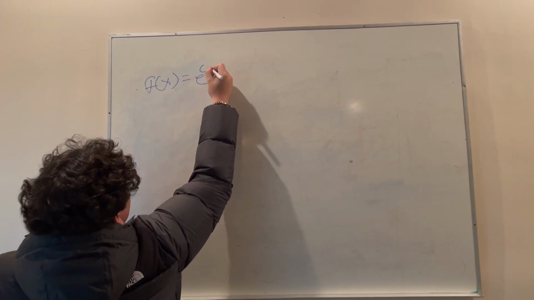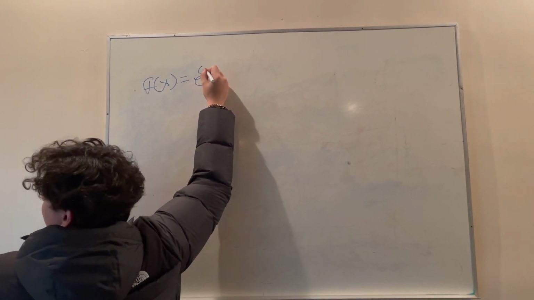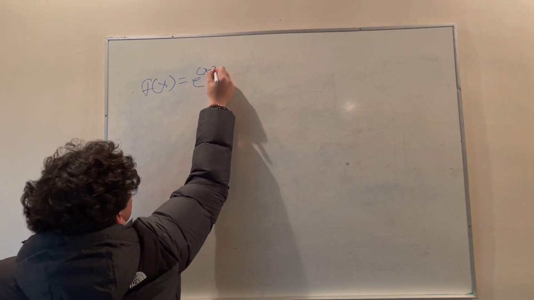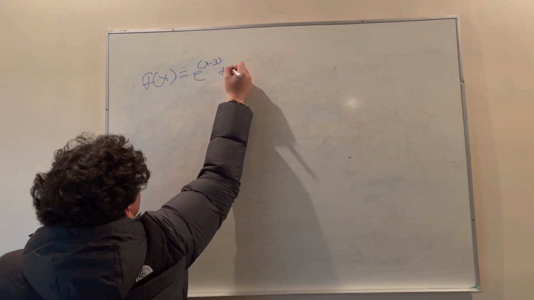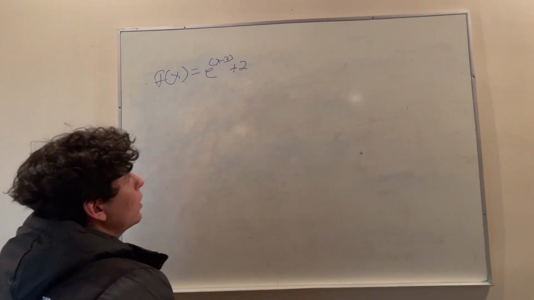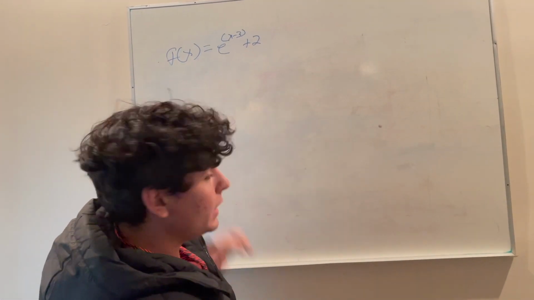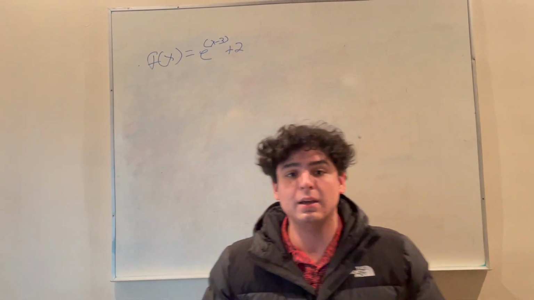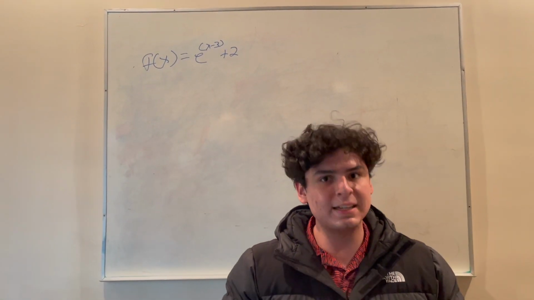Because, well, let me show you. It's plus 2. Okay. Here we need to find first our horizontal asymptote.